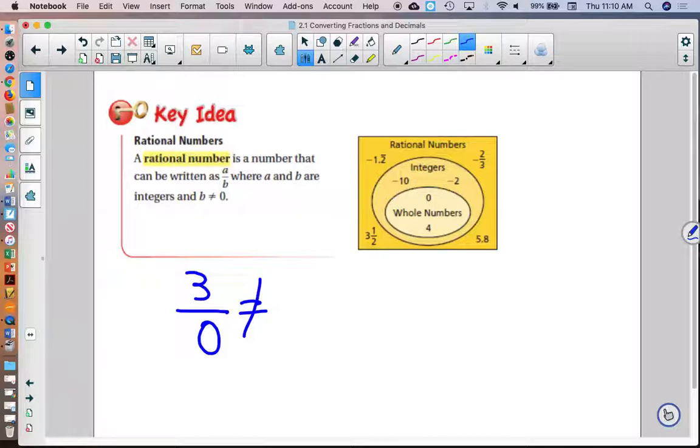Now, somebody said something about it being a whole number. What's a whole number? Isn't 3 the same as 3 over 1? A whole number can be written out as a ratio. Okay? That's why it's a rational number. -2 is a rational number because you can write it as -2 over 1. Do you agree? Okay?